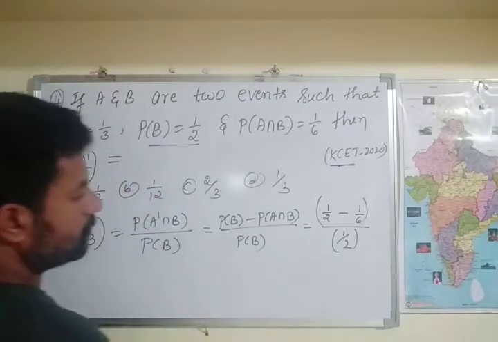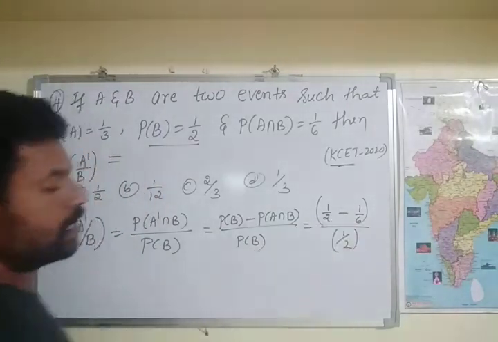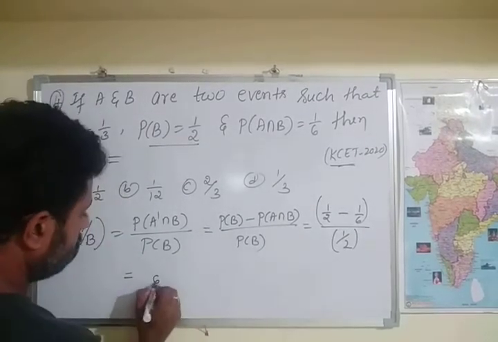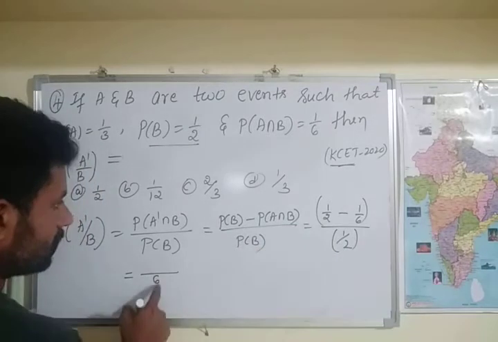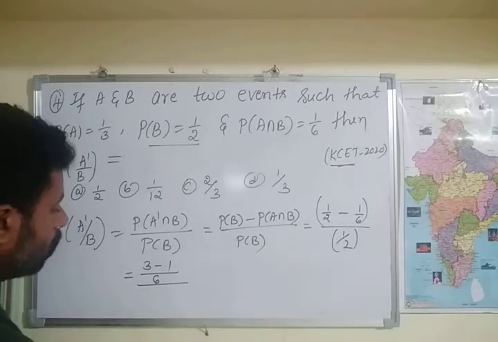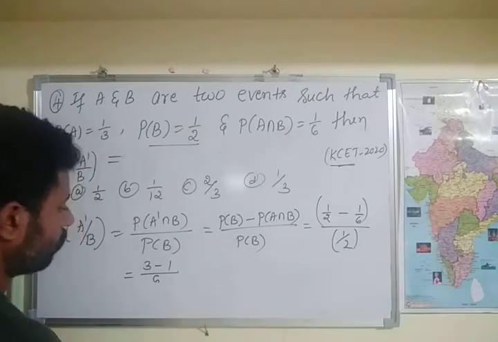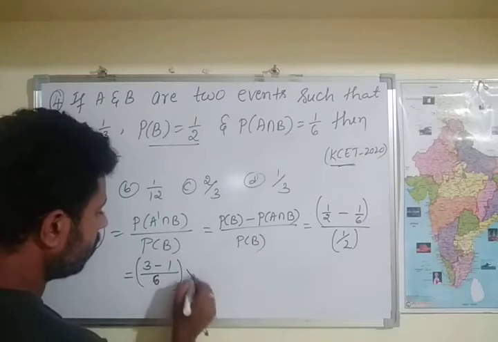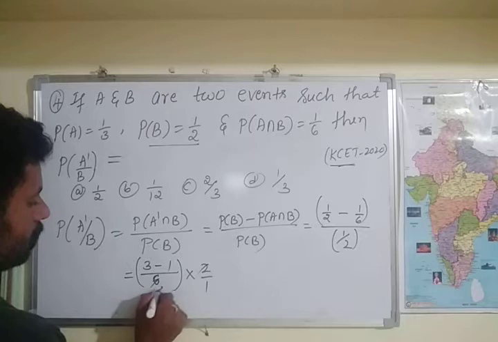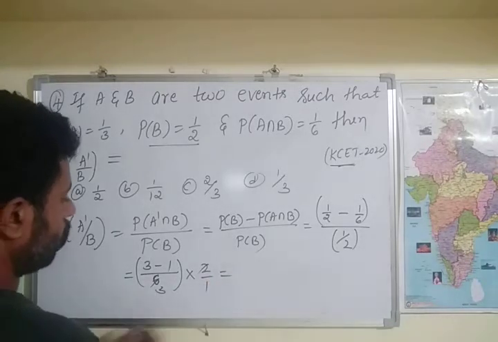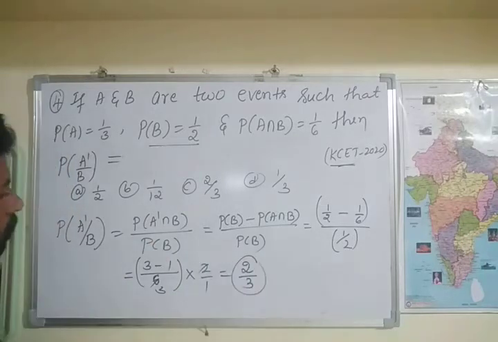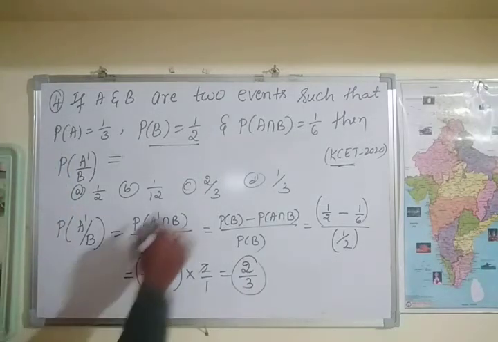So now simplify the result. In the numerator we have 2, 6. The LCM of the result is 6. 2 3s are 6, 3 minus 1 is 2, so 6 whole divided by 1 by 2. Or this result can also be written in reciprocal form, 2 divided by 1. Now here 2 1s are 2, 3 minus 1 is 2. 2 divided by 3 is the required solution for this result. Option C is correct.